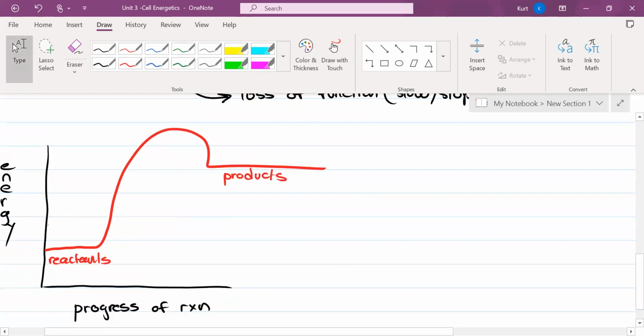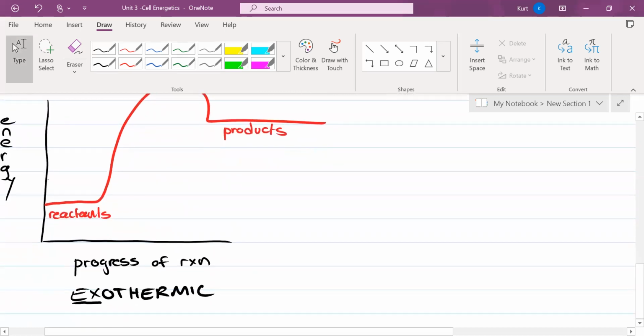We've got reactants, we've got products. Notice that there's an energy increase. You end with more energy than what you started with. So this is known as an endothermic reaction.